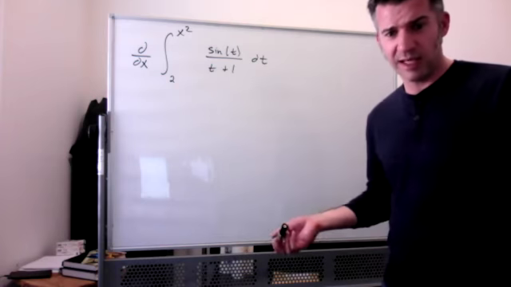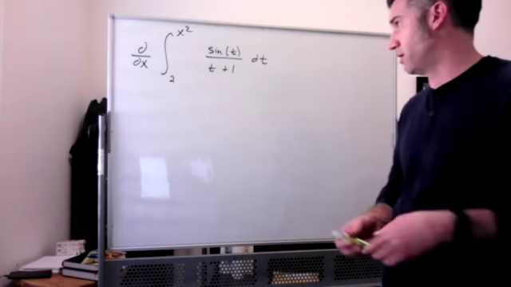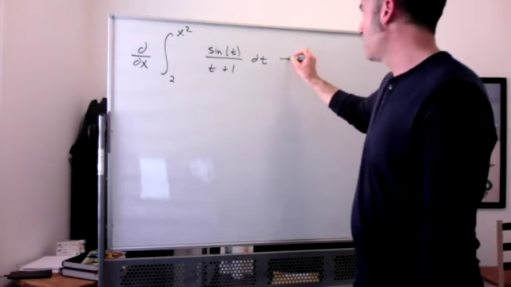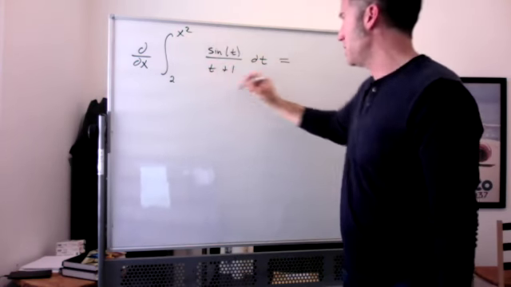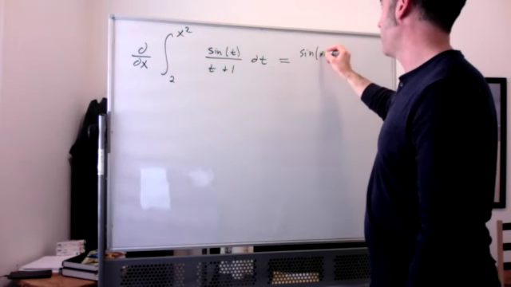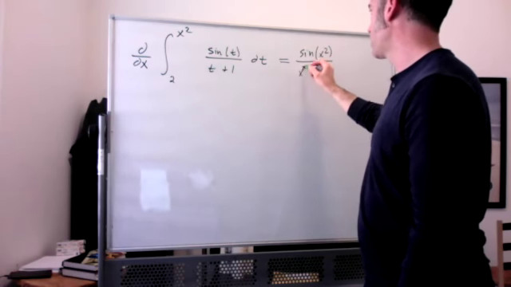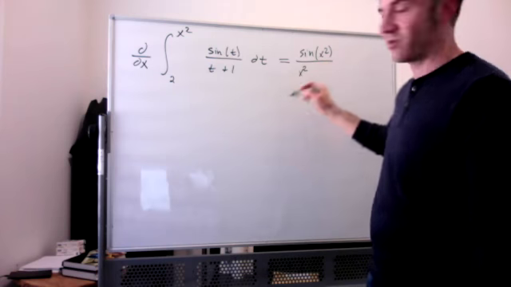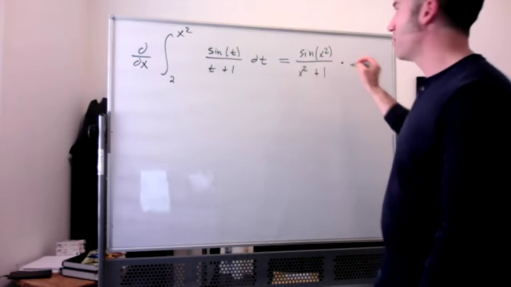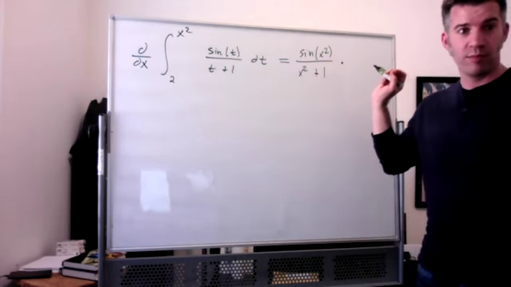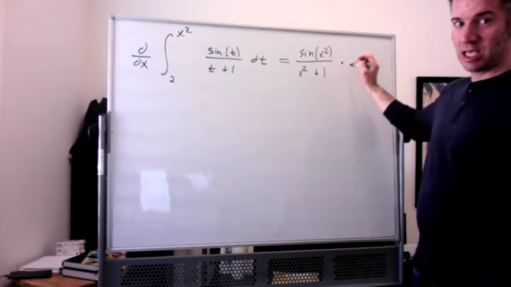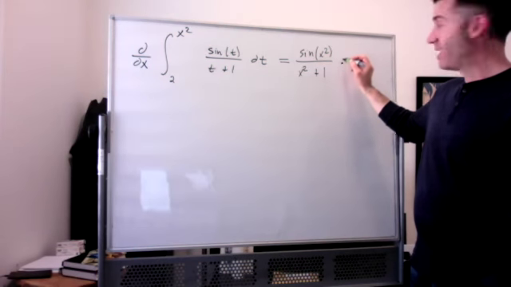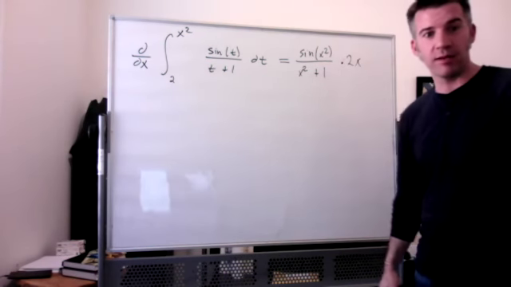That's time. I don't expect anyone to type their answer in the chat because it's a lot of typing. But the idea here is that I'm going to plug in this x squared wherever I see a t. So I'm going to have sine of x squared over x squared plus 1. And then what do we have to multiply that by? 2x. Times the 2x. Awesome. Yes, exactly. And that's it.